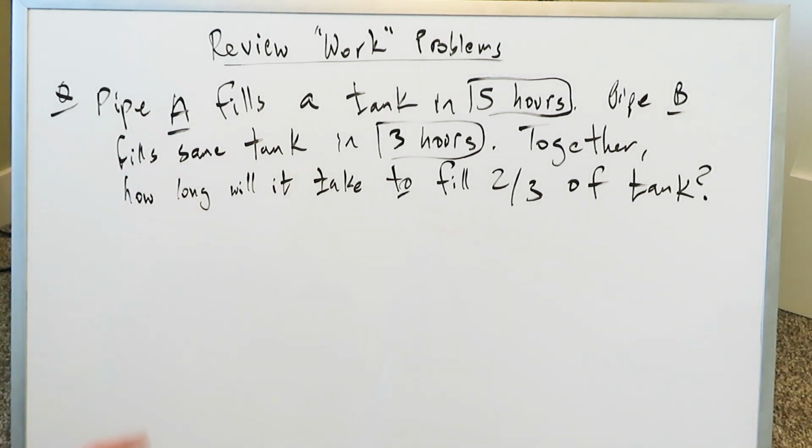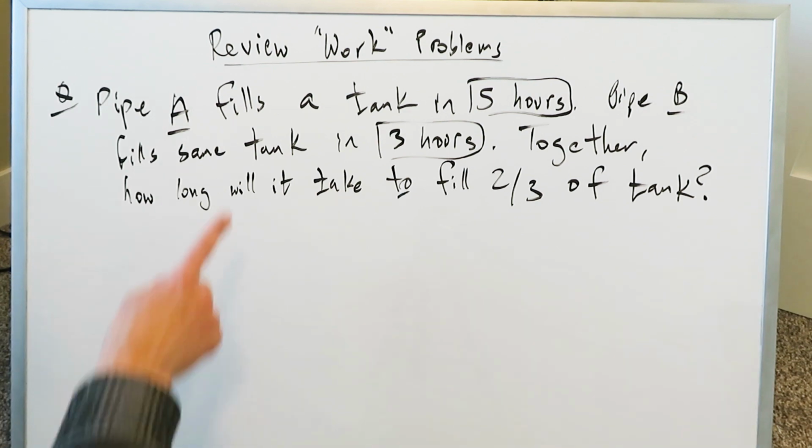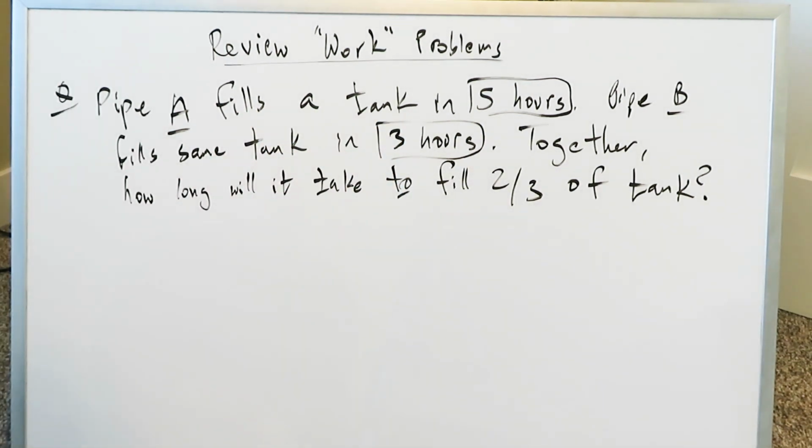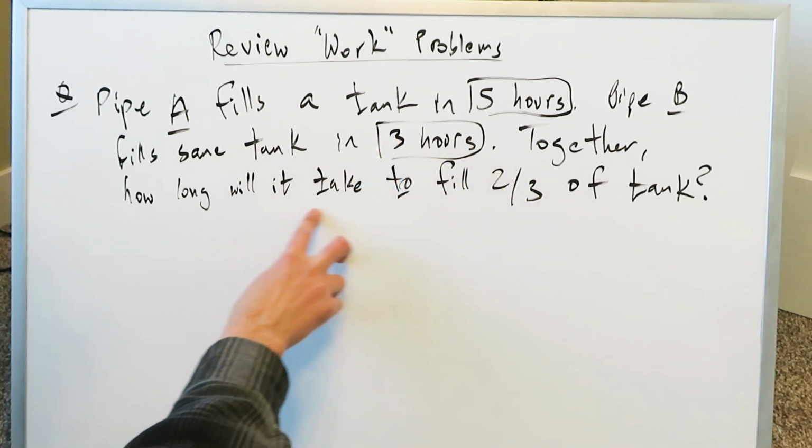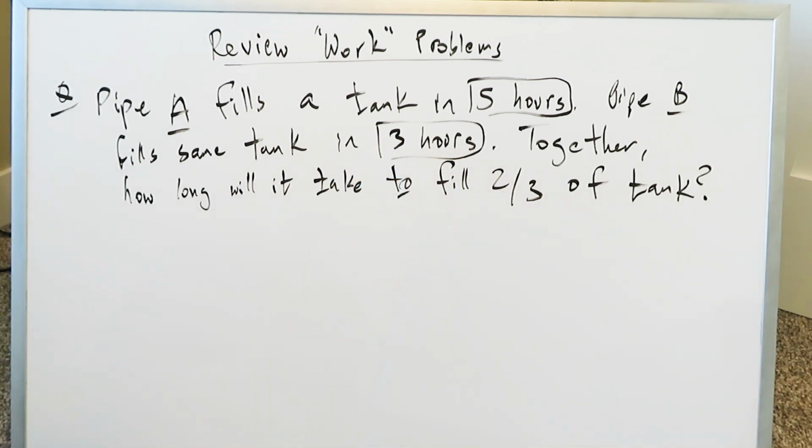Question number one is this. We have a certain pipe. Pipe A working alone fills a tank in 5 hours. B fills that same tank working alone in 3 hours. Together, how long will it take to fill 2/3 of that tank?